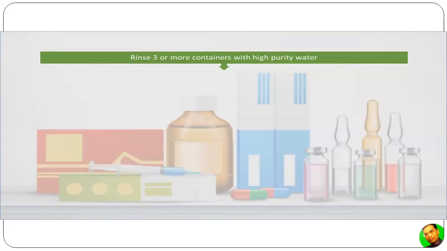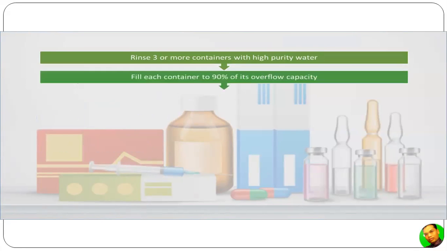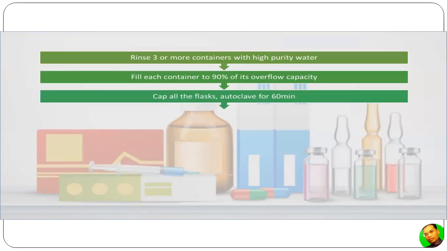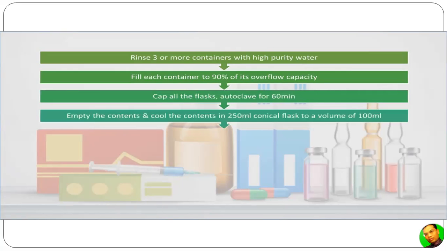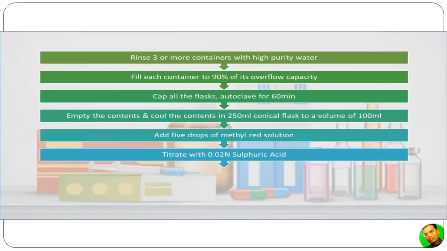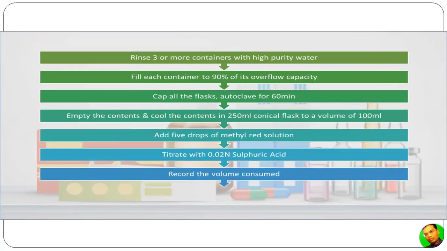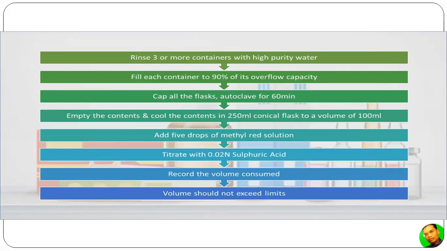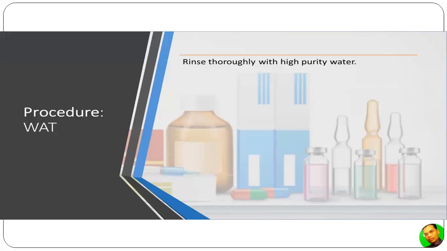Here we need to rinse one or more containers with high purity water. Fill each container to 90% of its overflow capacity. Cap all the flasks, autoclave for 60 minutes. Empty the contents and cool the contents in a 250 ml conical flask to a volume of 100 ml. Add 5 drops of methyl red indicator. Titrate with 0.02 normal sulfuric acid. Record the volume consumed, and the volume should not exceed the limits. That is the acceptance criteria.